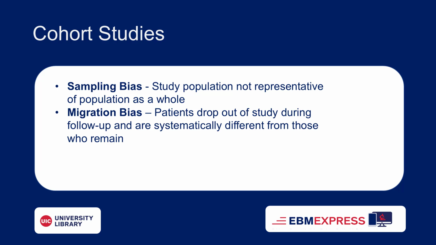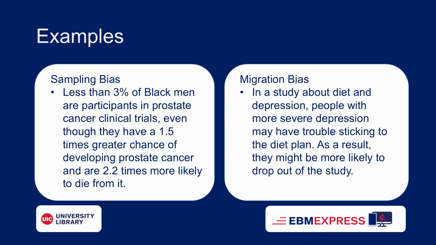Sampling bias occurs if the study population is not representative of the entire population. This can affect external validity. Migration bias occurs when patients drop out of a study during follow-up and are systematically different from those who remain. This can cause over- or underestimation of disease prevalence.